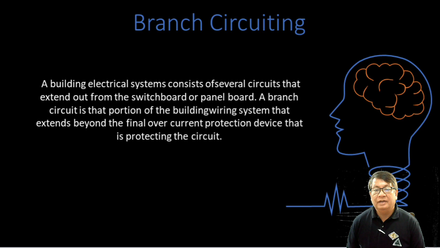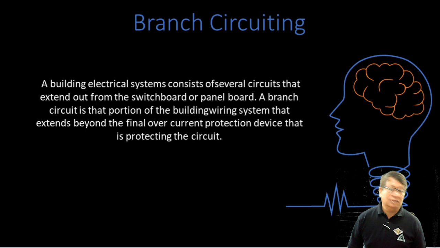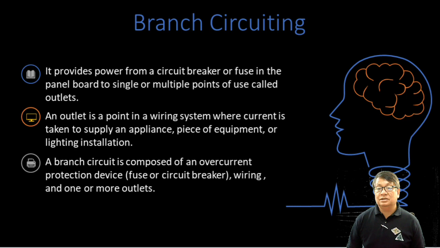What are our requirements in designing an electrical system? This consists of several circuits that extend out from the switchboard or panel board. A branch circuit is that portion of the building wiring system that extends beyond the final overcurrent protection device protecting the circuit. This means the branch circuit is from the panel board going to the individual outlets, whether appliance, special, or lighting outlets. That is what we call a branch circuit.